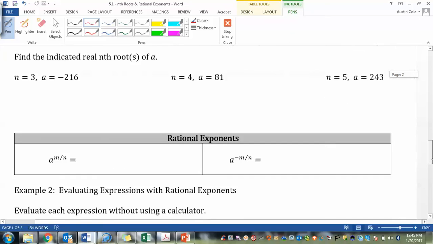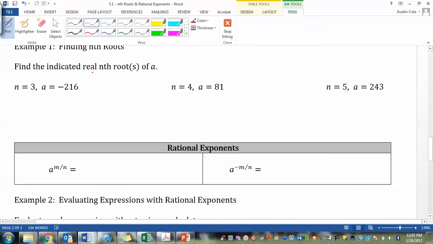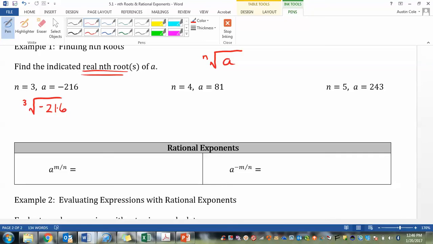So over here, it says find the indicated real nth root. And I want you to write this at the top: the nth root of a. That is essentially what we're doing here. So we're given our n and we're given our a. So this is going to be the cube root of negative 216. Now, it's an odd root. Does that mean we need to do plus or minus? No, it does not. So we will not do plus or minus here.